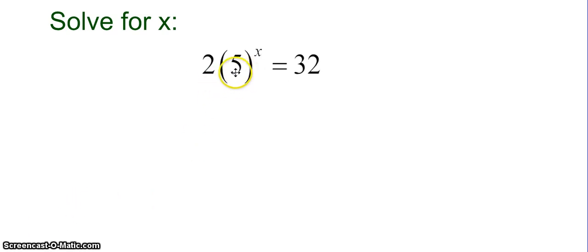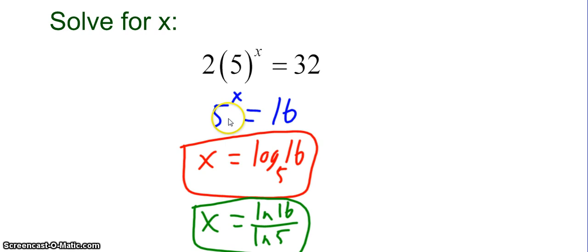All right, what about 2 times 5 to the x equals 32? Go ahead and solve that. Pause the video, and unpause when you're ready to check. Okay, so first thing we want to do here is isolate the exponential piece. So the exponential piece is 5 to the x. So we cannot multiply the 2 and the 5. Our order of operations tells us the exponent comes first. So I divided by 2. So I end up with 5 to the x equals 16.